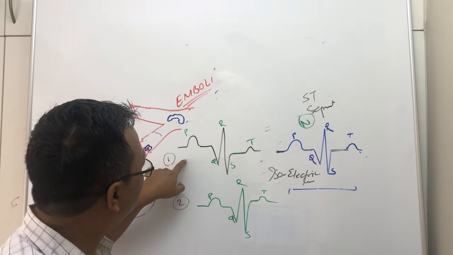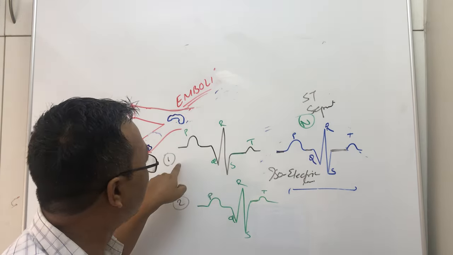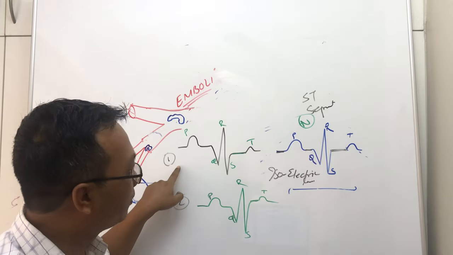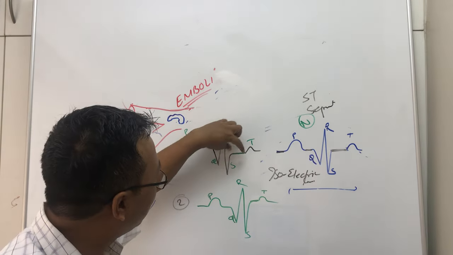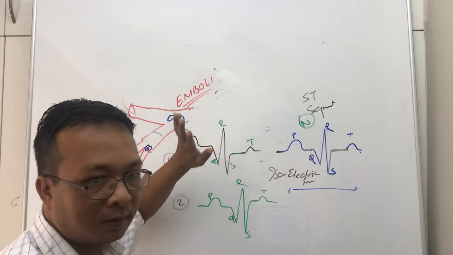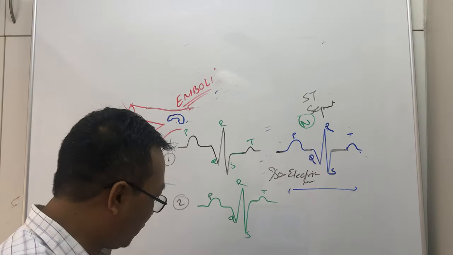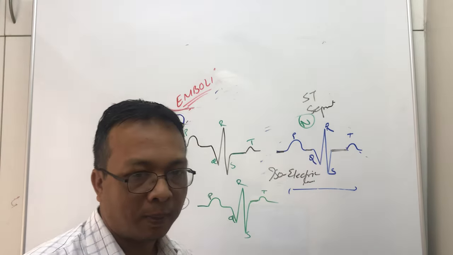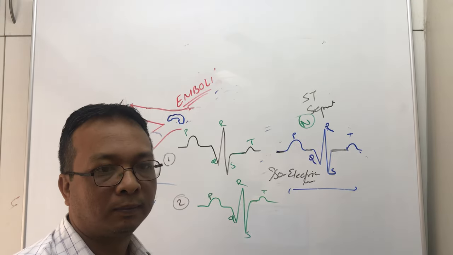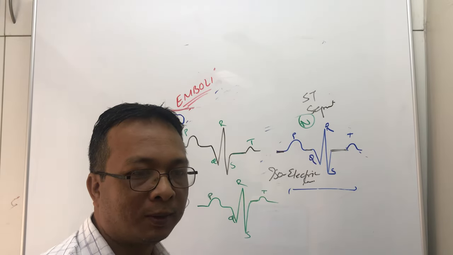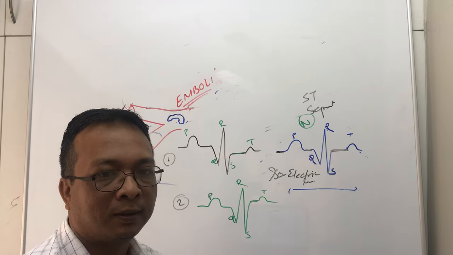Can you tell me what is the change in number one ECG wave? Just focus on ST, only focus on ST. What change do you find? Can anyone tell me what change you can find in the ST segment?